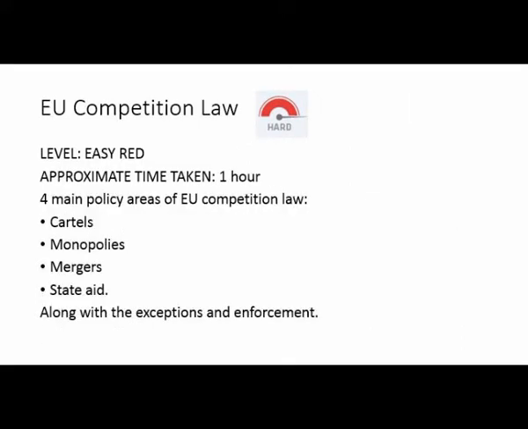The internal market also covers EU competition law, a very straightforward section with the basics of 4 main policy areas of EU competition law: cartels, monopolies, mergers, and state aid, along with their exceptions and enforcement.